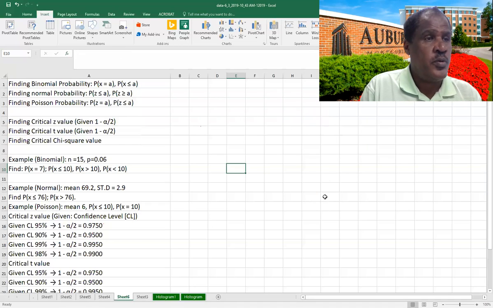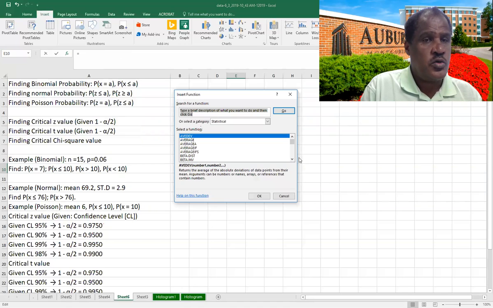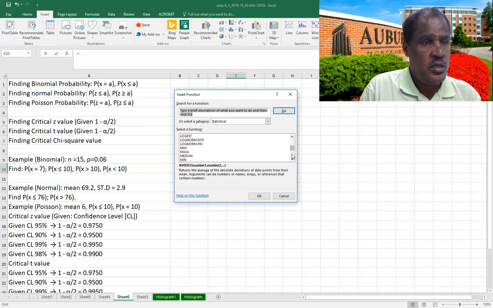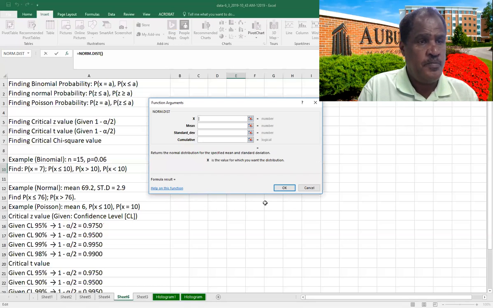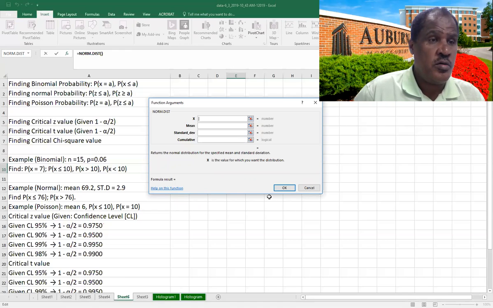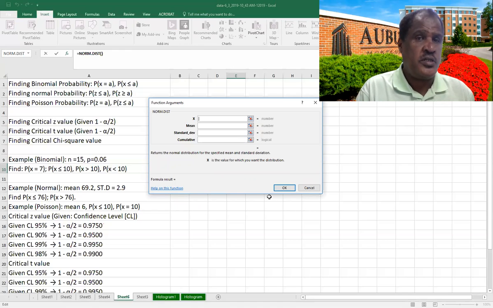How about normal probability? Well, the same. Click here, scroll down until you get normal distribution. Here is normal distribution. I click on here, click OK. Now remember, in a normal distribution, there are 2 parameters as well. One is the mean, the other is the standard deviation.